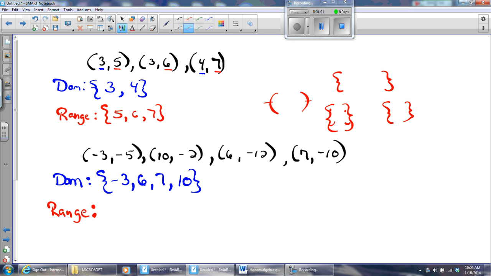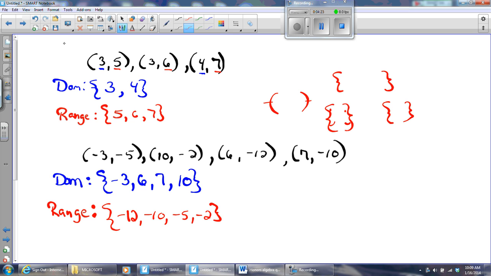All right, now my range is going to be the y values, and they're all negative. I'll start with the smallest one, -12, and then -10, and -5, and -2. Okay, that is one good way to express domain and range, and you'll be expected to know how to do that.